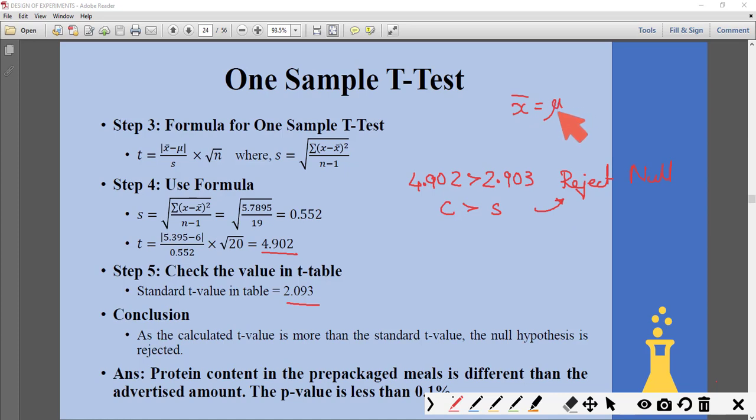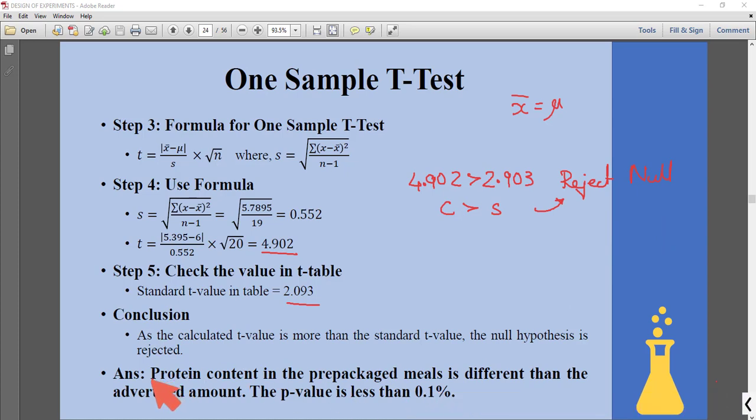मतलब हम लोग बोल रहे थे कि बाबा बंदा सच बोल रहा है कि 6 ounces प्रोटीन रहता है उसके इसमें, but we are rejecting it, right? So by rejecting it, what does it mean? That protein content in the pre-packaged meals is different than the advertised amount. Advertised amount कितना है? 6 ounces, but actually वो 6 ounces नहीं है. Okay, ounce is like a measure of weight. But we can definitely say that protein content is not equal to 6 ounces.